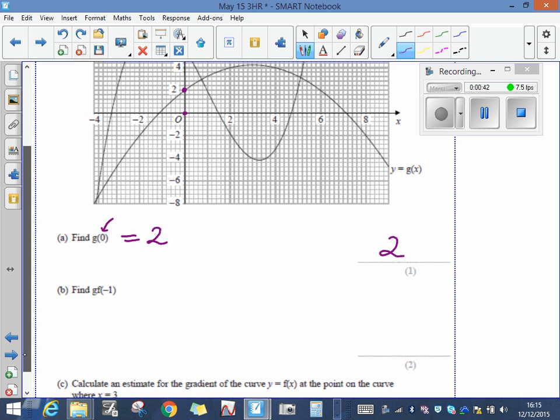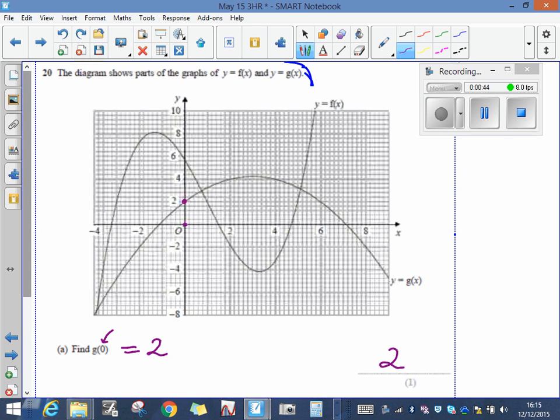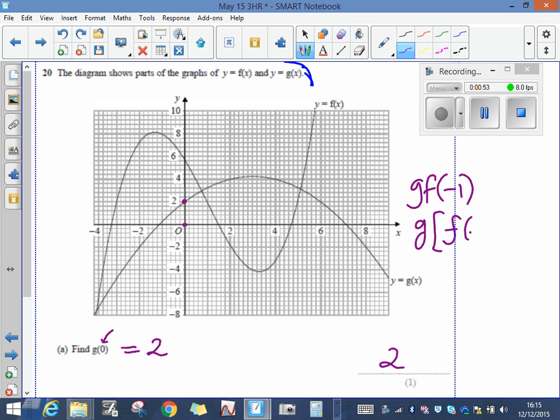Okay, if we go on, the question says find gf of minus 1. Now, one thing that you should remember about functions is when we find gf of minus 1, what that means is that g has to be done to f of minus 1. So our first job is to find this, which is f of minus 1.